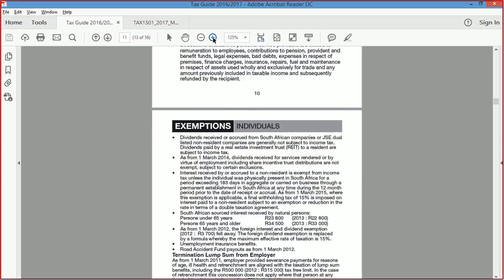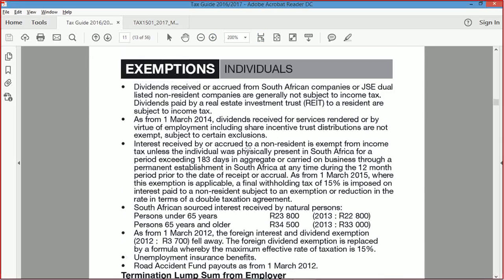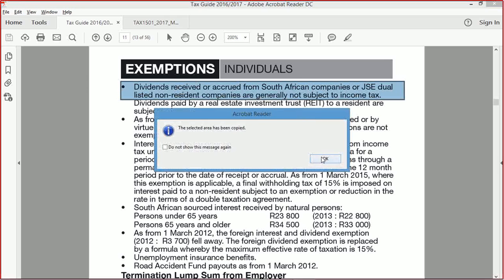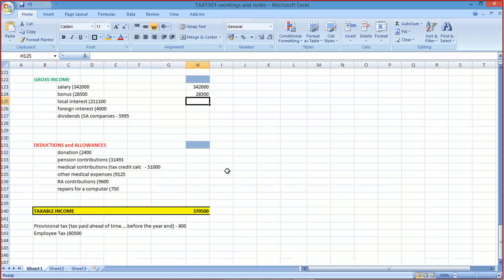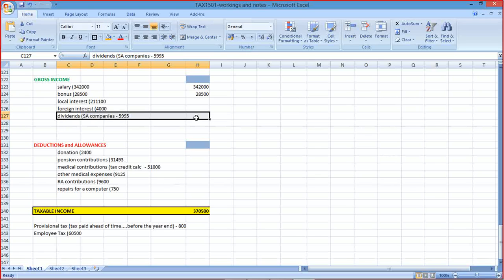Here it is. Exemptions for individuals. Dividends received or accrued from South African companies are not subject to tax. See, it's called exempt income. So we had that in this question. Let's go back to the question. Where are our dividends from South African companies? Here they are. They're exempt, so what do I show here? I show nil. Why? Exempt income.